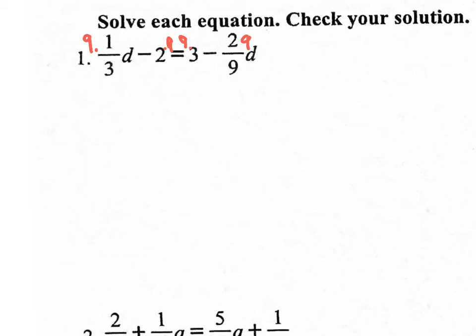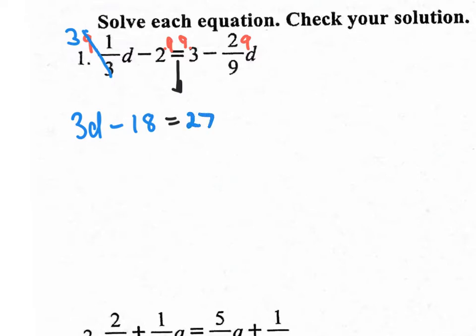So when I divide 9 on top divided by 3 on the bottom, 9 divided by 3 is 3. So what I have left is 3 times 1 times d. That's just going to be 3d. And then I have 2 times 9, that's 18, and there's a minus sign in front of it. Then we have the equal sign that comes down. And then we have 9 times 3, which is 27. Let me actually write it in blue, 27.